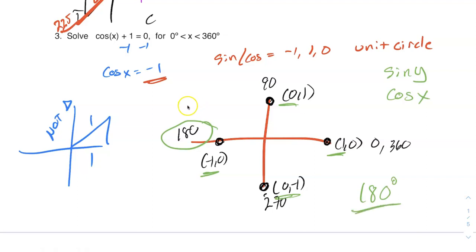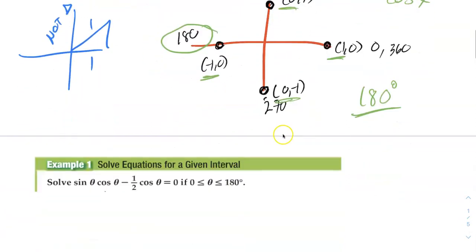So that's how we do the quadrantal angles when it's going backwards. Mostly you just have to remember that if it's -1, 1, or 0 for the sine or cosine, it's a quadrantal angle. It's on the unit circle. So let's do some more.